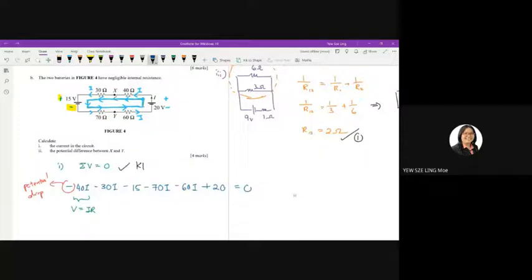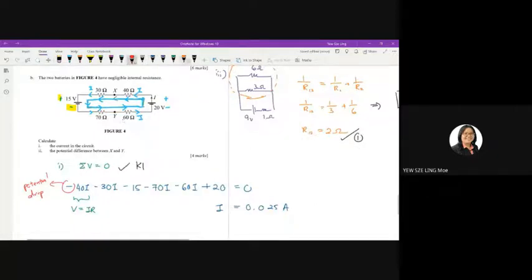Okay, experience potential rise. So now we have these equations already. So what are you going to do next? You just simplify it. If you simplify it correctly, you are going to get I equals to 0.025 ampere. Okay, 0.025 ampere. So that is how you solve question 1.